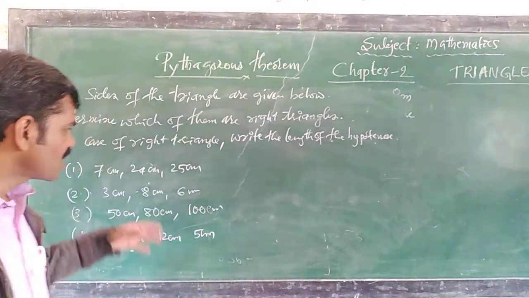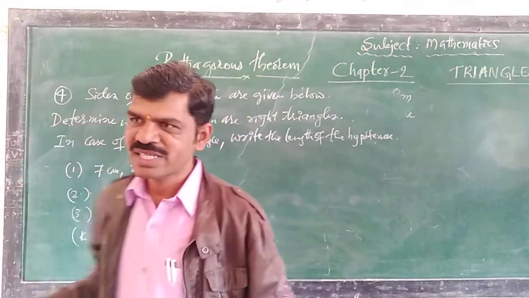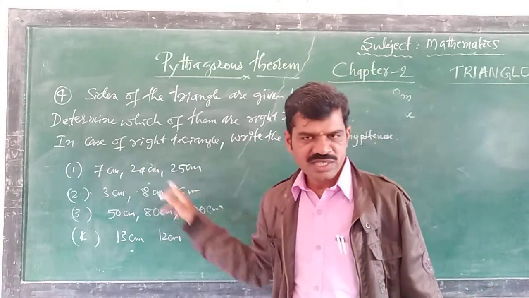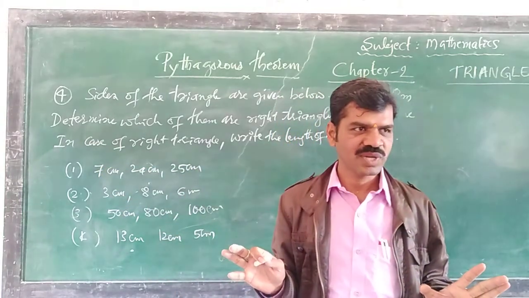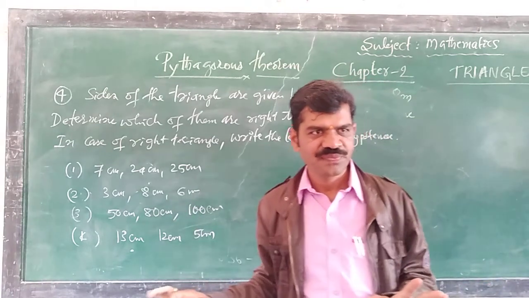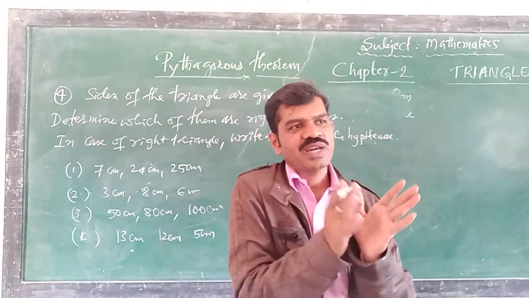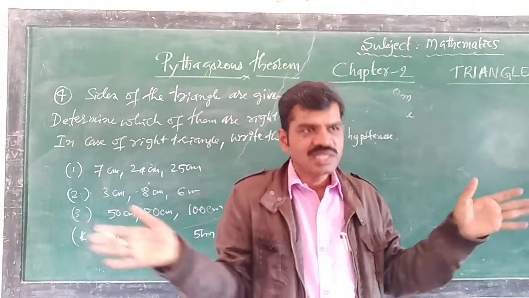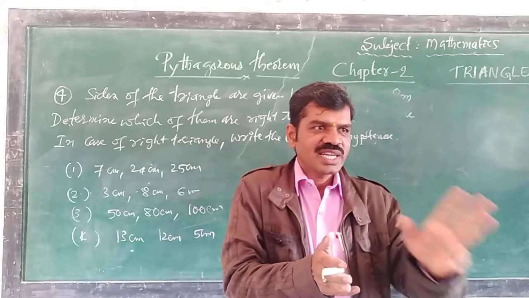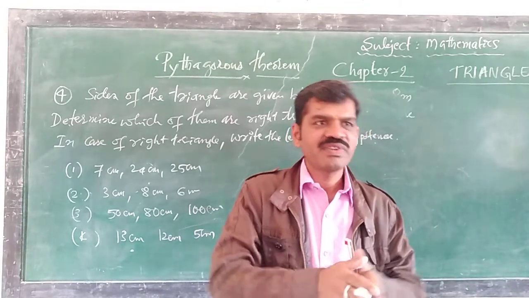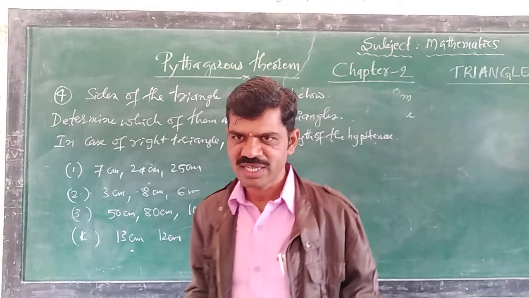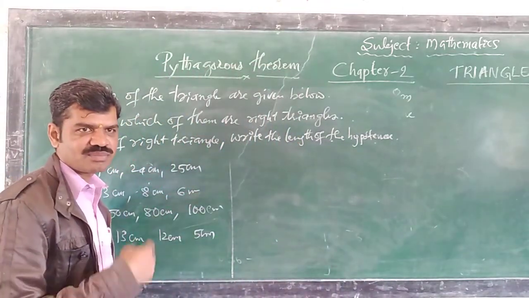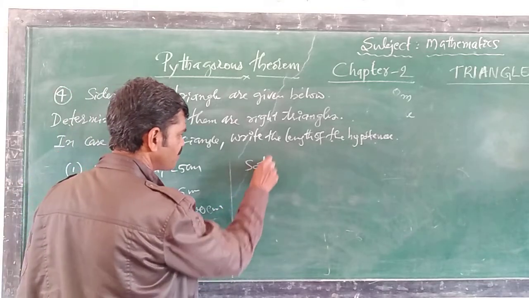So here 3 sets of sides are given. These are the sides of the triangle. If the square of the hypotenuse is equal to the sum of the squares of the other 2 sides, if it is equal, then that is a right angle triangle. If it is not equal, that is not a right angle triangle. So I tell you, one of the remaining problems you need to find the solution.